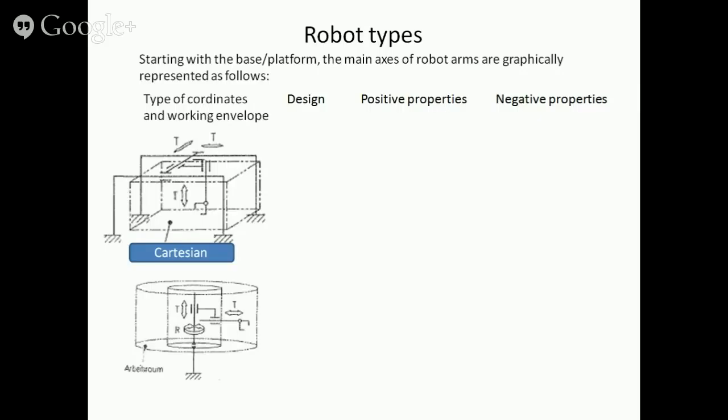Cartesian or gantry robots, that's another name, are composed of three translatory T axes. This is called a TTT design. The positive properties of such a type of robot are a good stability. It can carry heaviest loads. And the controllers are relatively simple. A negative property is its limited agility.